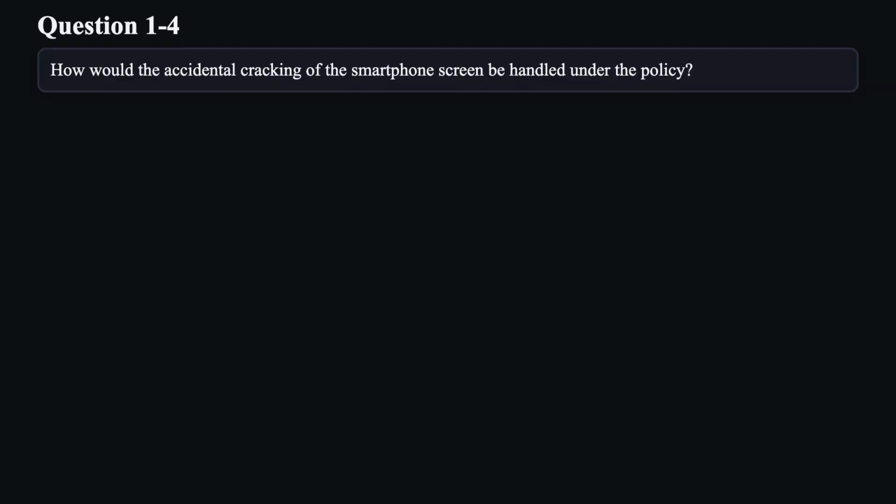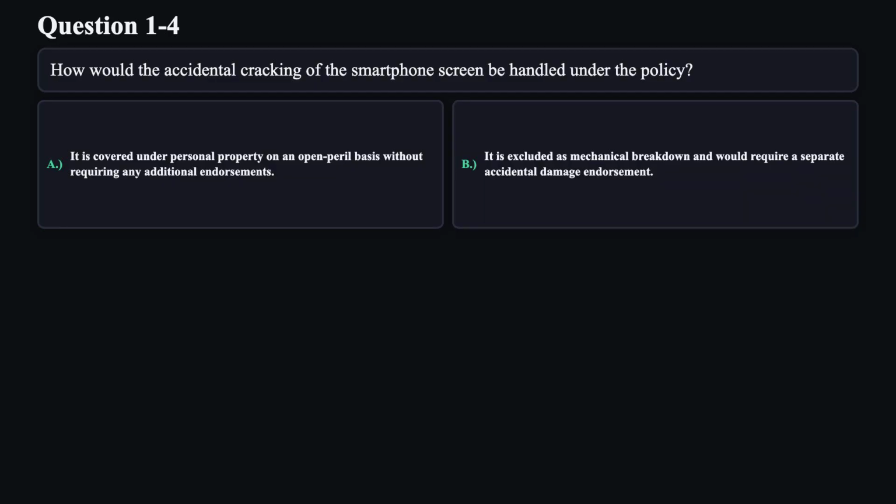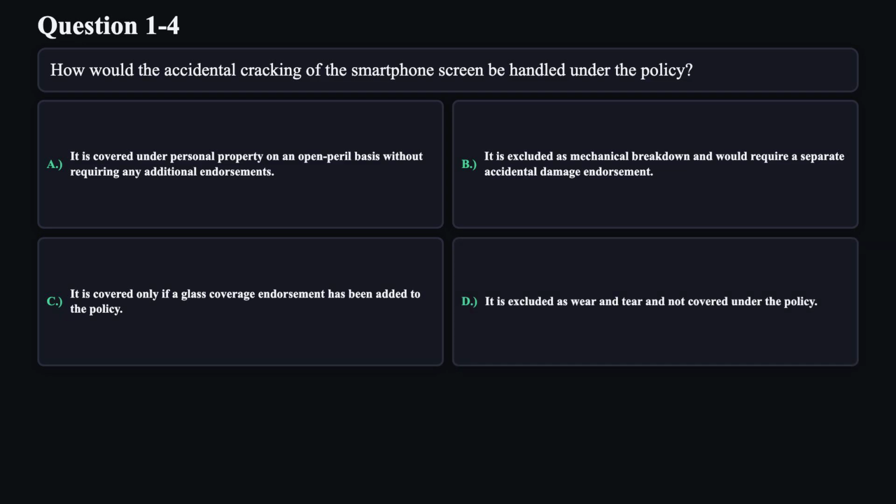Question 4. How would the accidental cracking of the smartphone screen be handled under the policy? A. It is covered under personal property on an open peril basis without requiring any additional endorsements. B. It is excluded as mechanical breakdown and would require a separate accidental damage endorsement. C. It is covered only if a glass coverage endorsement has been added to the policy. D. It is excluded as wear and tear and not covered under the policy.